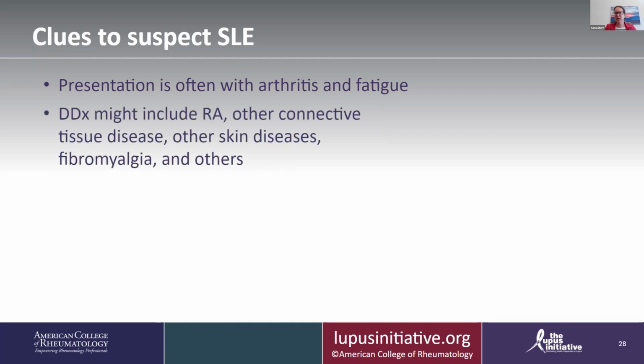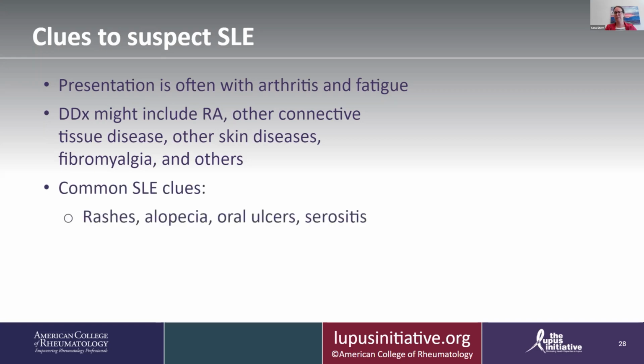You want to consider other diagnoses in general. As we talked about before, could this be EBV? Could this be RA? Could this be COVID now, right? Could this be other connective tissue disease like mixed connective tissue disease and Sjogren's and scleroderma? Could it be thyroid like Hashimoto's or Graves, other skin diseases, fibromyalgia, and other things?